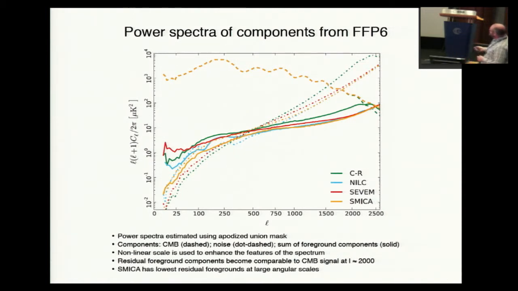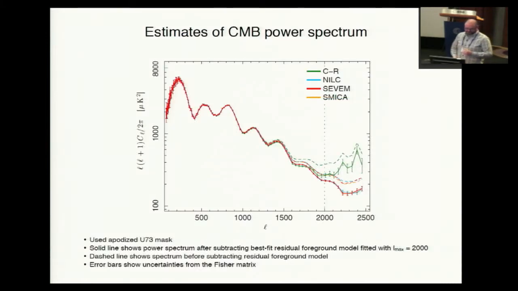At large angular scales, we see that SMICA performs best. It has the lowest power spectrum of residual foregrounds, which is borne out by our difference maps between the inputs and the outputs. So if you take these noise estimates, match the signal-plus-noise estimates and the noise estimates, and actually make the CMB power spectrum estimate, this is what we get.